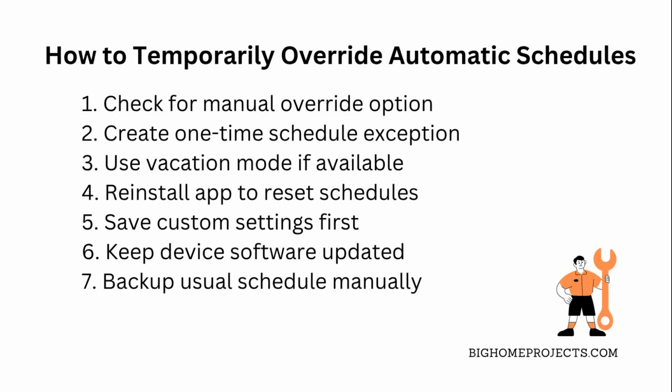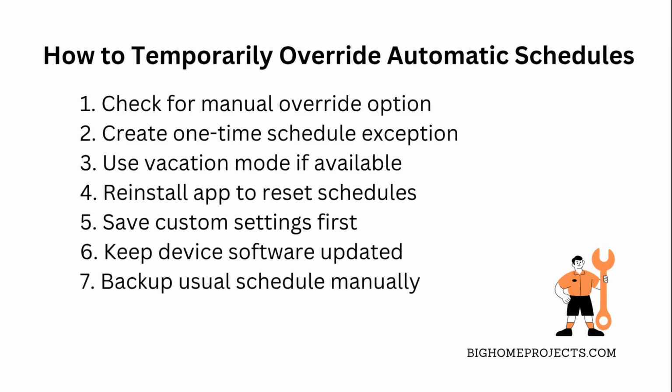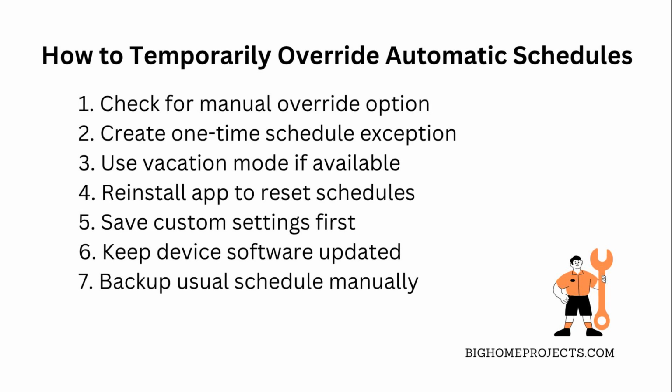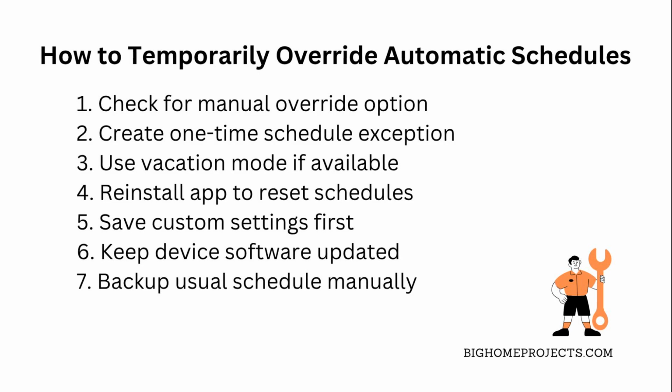If you want to override them temporarily, first check if your device or app has a manual override or temporary pause option. You'd be surprised how many do. It's just hidden in settings. If you can't find that, try creating a one-time exception by setting a new schedule for just the hours or days you want to change. Another trick is to use vacation mode if it's available. It usually stops all automatic actions until you turn it off again.